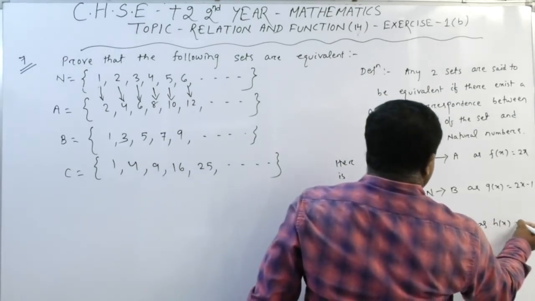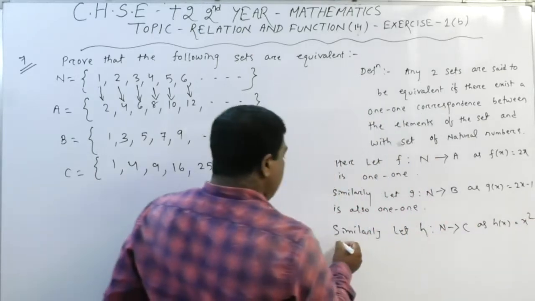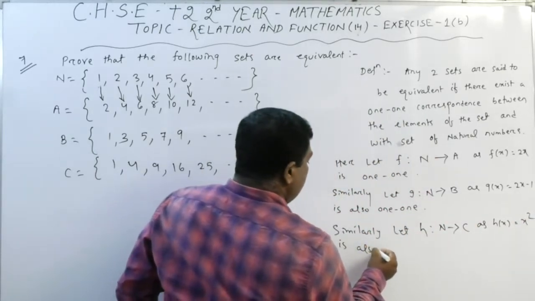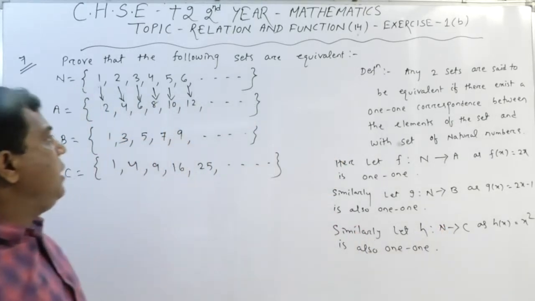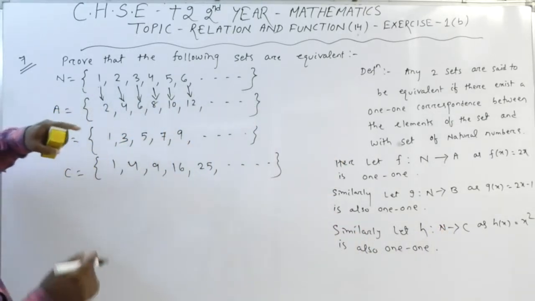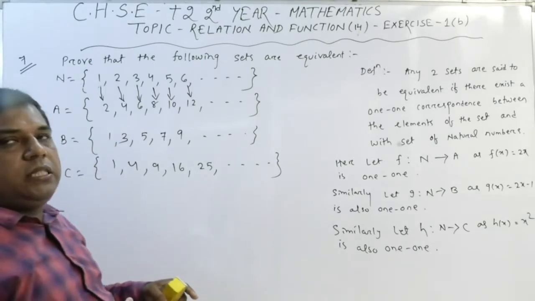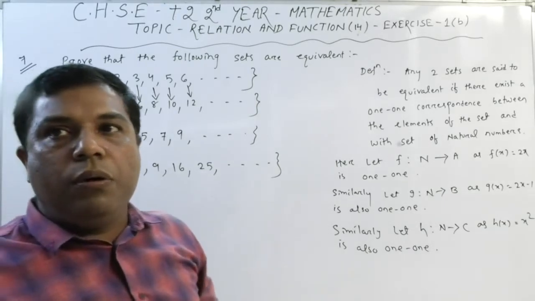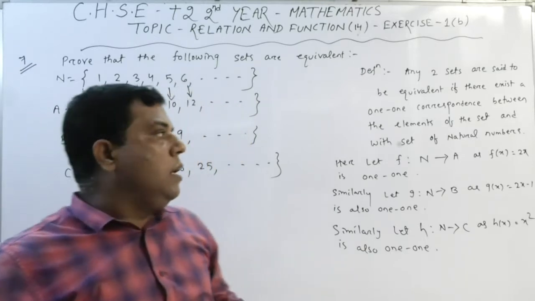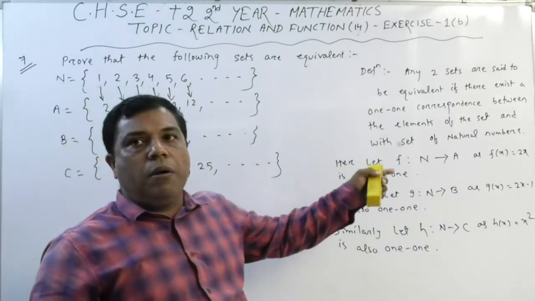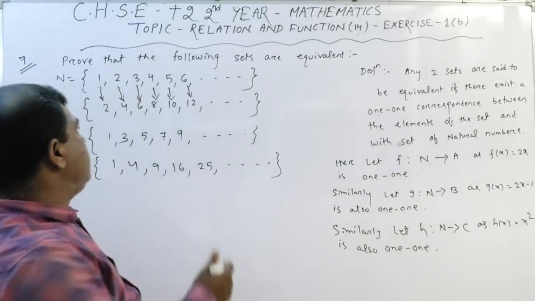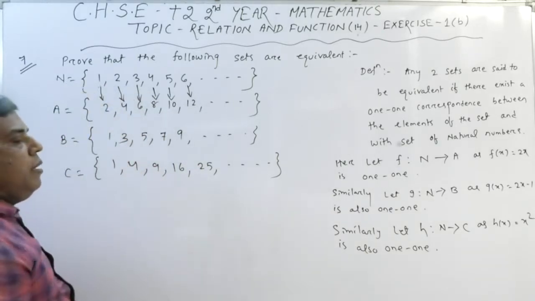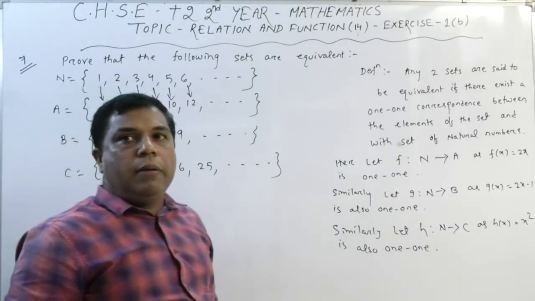H of x is equal to x squared, which is also one-one. Okay, so now we can see that we are able to show a one-one correspondence between the set of natural numbers and the elements of the sets given. As the sets are given, we are denoting them by N, A, B and C.